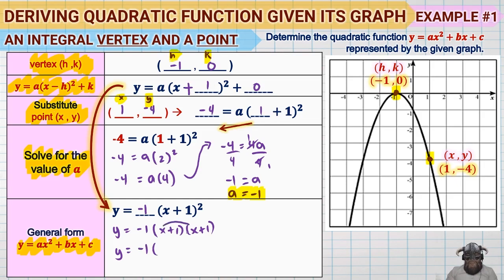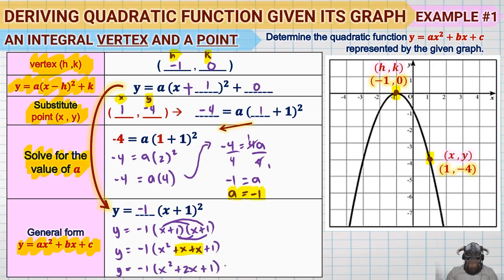So, x times x is x squared. X times positive 1 is plus 1x or plus x. 1 times x is plus x as well. Then 1 times 1 is positive 1. So, plus 1 tayo dito. Next is for us to further simplify this one by adding similar terms. So, copy mo lang y is equal to -1 times x squared. Add natin tong similar terms, x plus x, that will become 2x, then plus 1.